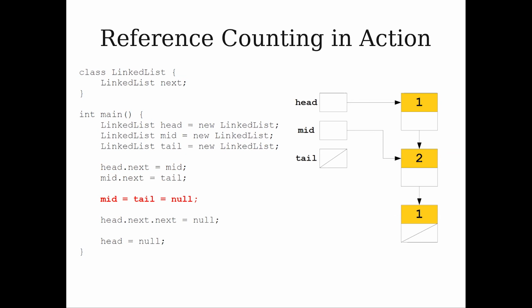As a result, the number of references to the corresponding object also decreases by 1. Finally, I said head.next equal to null. So I am retracting this pointer, or reference. As a result, the object's reference count is decreased and it becomes 0.